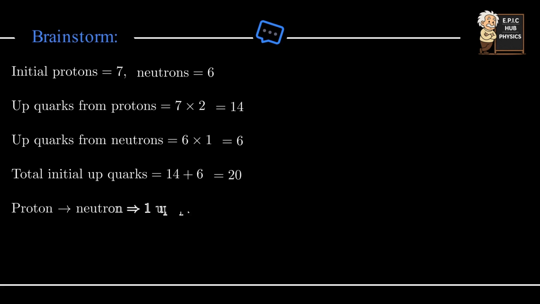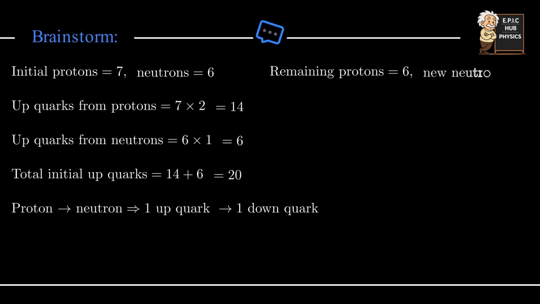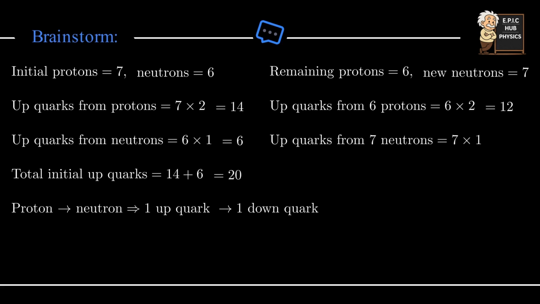During beta plus decay, a proton converts into a neutron, and in the process, 1 up quark in the proton changes into a down quark. As a result, we lose 1 up quark because the proton has converted into a neutron. After the decay, the new nucleus contains 6 protons and 7 neutrons. The number of up quarks from the remaining 6 protons is 6 times 2, which gives us 12 up quarks. The number of up quarks from the 7 neutrons is 7 times 1, which gives us 7 up quarks. So the total number of up quarks after the decay is 12 from protons plus 7 from neutrons equals 19 up quarks. This is our final answer.